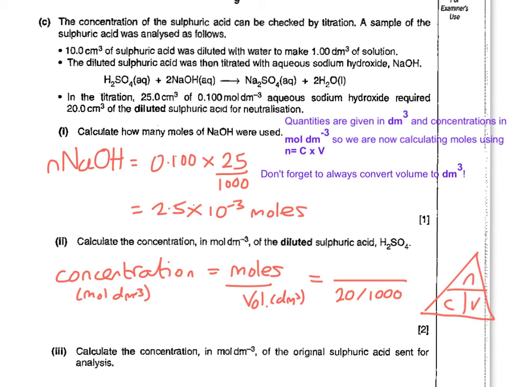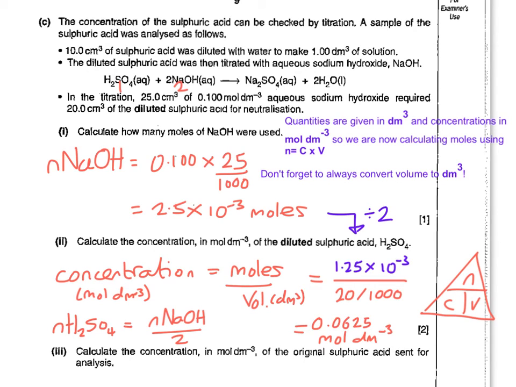Now to get the moles of sulfuric acid, you've got to go back to the equation. Remember, data moles, equation, moles, answer. So looking at the equation, you can see that the mole ratio is 1 to 2. So the number of moles of H2SO4 will be half the number of moles of sodium hydroxide. You've just calculated the number of moles of sodium hydroxide, so your 2.5 times 10 to the minus 3 moles has to be divided by 2. So I've popped it in a different colour so you can see, for emphasis, what I've done. So that gives us 0.0625 moles per decimeter to the minus 3.